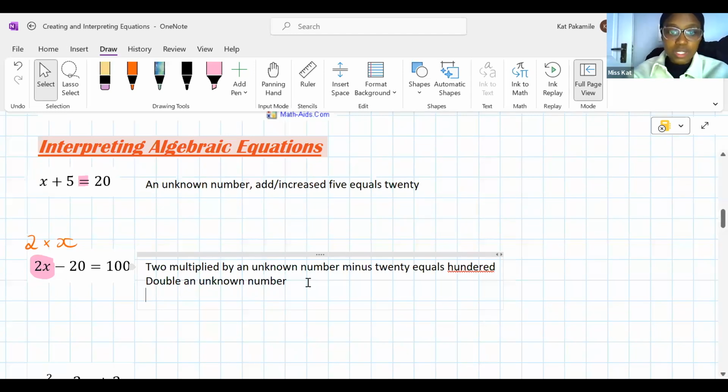Okay, minus 20, it can be subtracted by 20 or decreased by 20. See, guys, now you guys are getting a little bit more creative. Adds to 100.